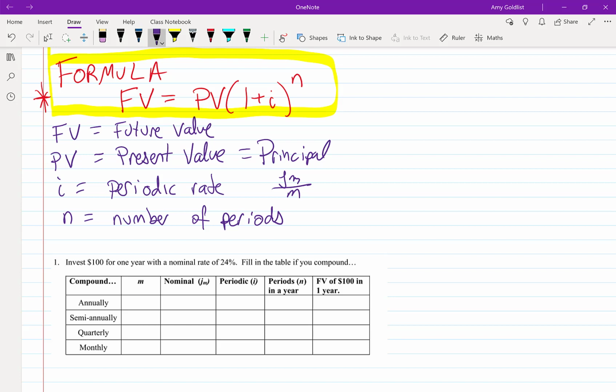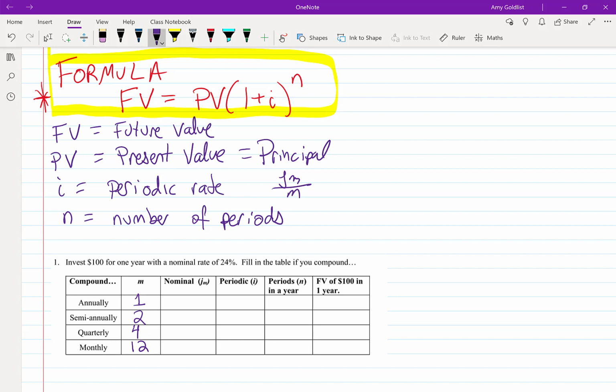For annually, this is 1. For semi-annually, this is 2. What I would like you to do is keep on pausing this video and fill things out. So fill out quarterly and monthly now. Okay, hopefully you paused and came up with 4 quarters per year or 12 months per year.